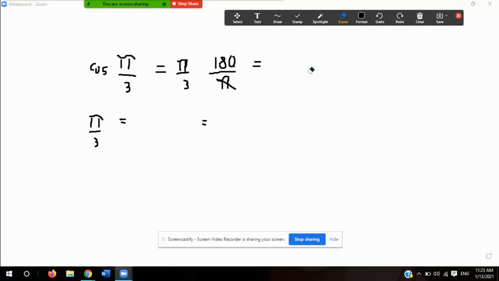So now we're looking for the cosine of pi thirds. And let's assume we didn't do the sine, and we still haven't memorized the table. So we do the same thing. We use the formula. We say that pi thirds equals 180 over pi. And we simply cross cancel pi and pi. And that would leave us with 180 over 3. And we know that 180 over 3 is 60.